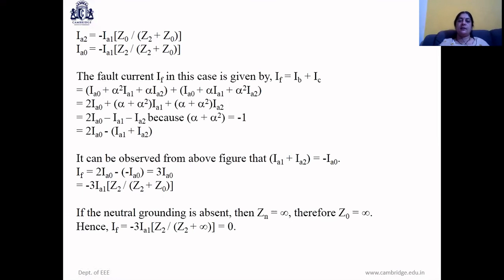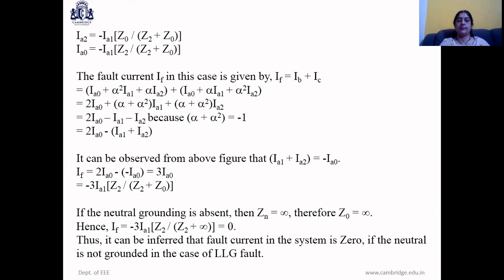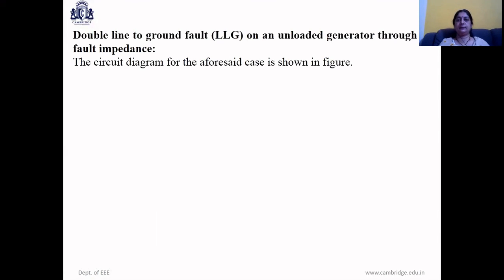If the neutral is not grounded, if it is isolated, then Z0 becomes infinity. Therefore, the fault current will become equal to 0. So there is no fault current flowing when the neutral is not grounded. So it is inferred that the fault current in the system is 0 if the neutral is not grounded in case of LLG fault. Now let's look at the double line to ground fault occurring through a fault impedance ZF.